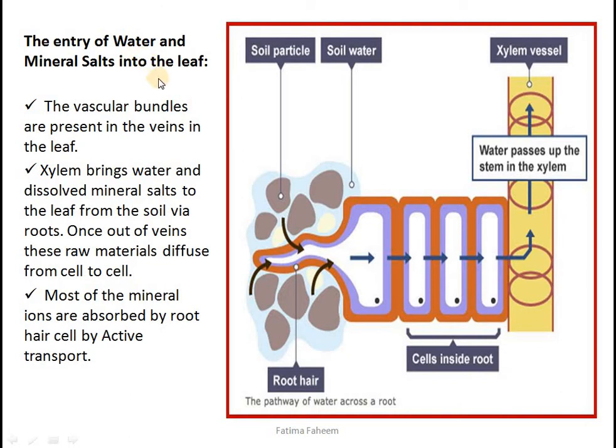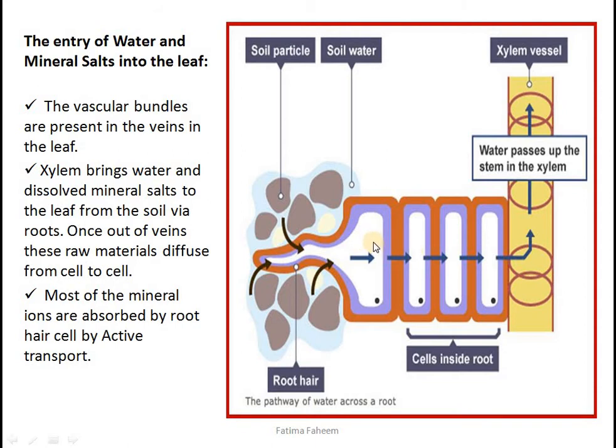This is a topic that we have already discussed in chapter number 1. Water enters through osmosis because of the water potential gradient. If you remember from chapter 1, water outside in the soil is greater compared to the root hair cell, so it would move from the soil into the root hair cell by simple osmosis.